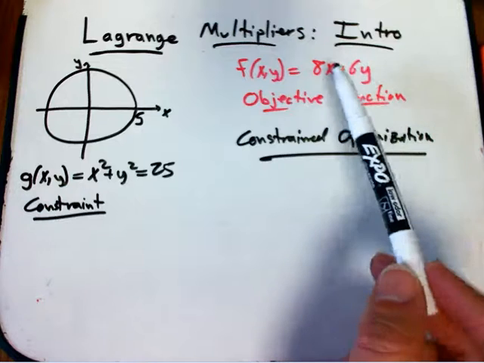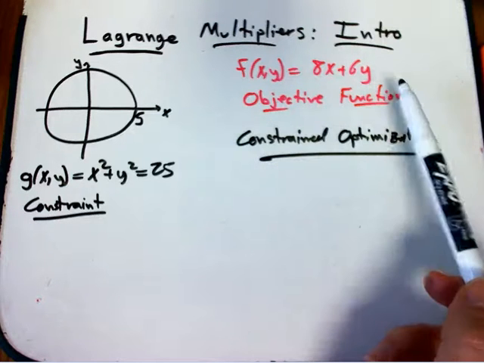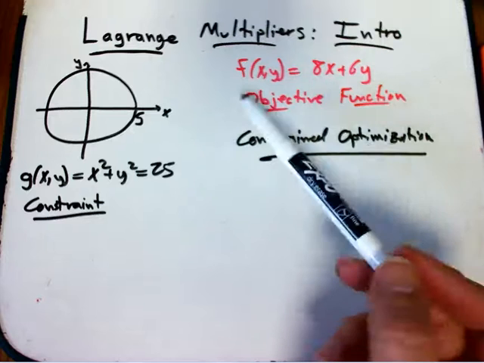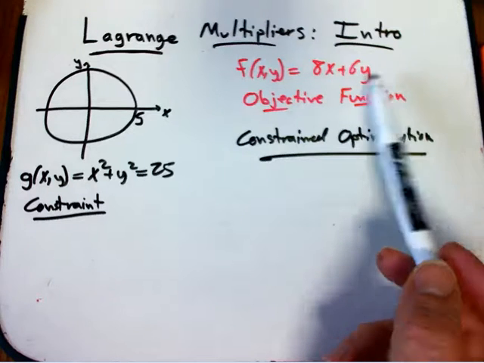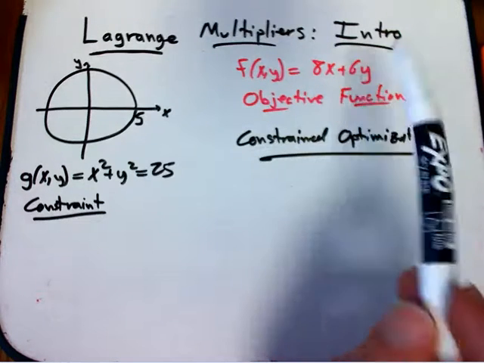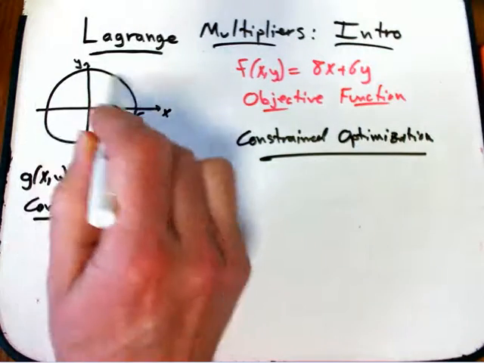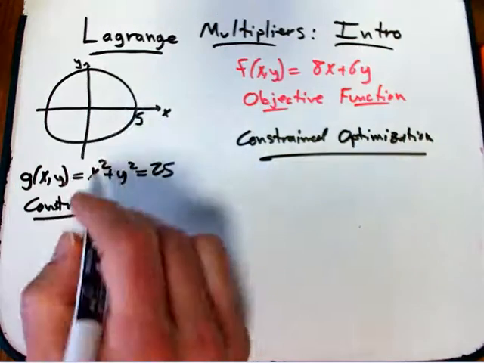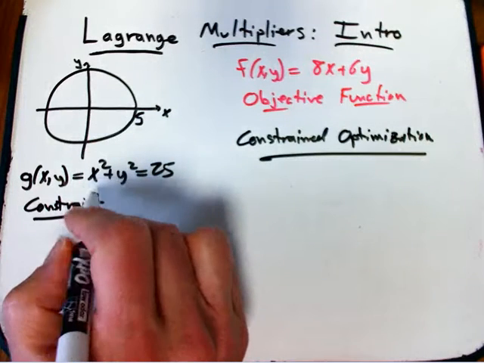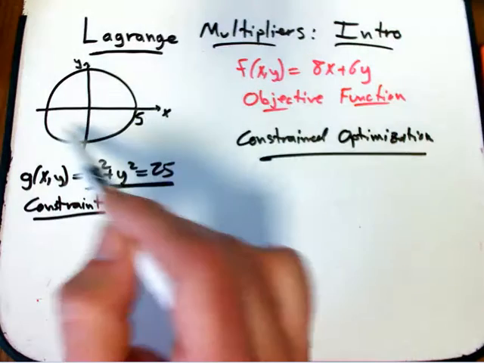And we don't just want to find the max or min on the whole plane for any x and y. That's often silly. Here it would just be infinity and minus infinity. It just goes off in both directions. Instead, we have some sort of set, the constraint set. In this case, it's going to be a circle, the circle of radius 5 centered at the origin, x squared plus y squared equals 25. And we're only interested in points on that constraint.